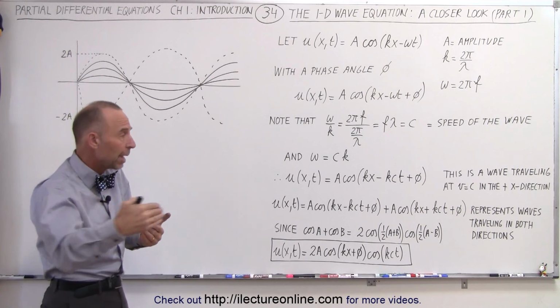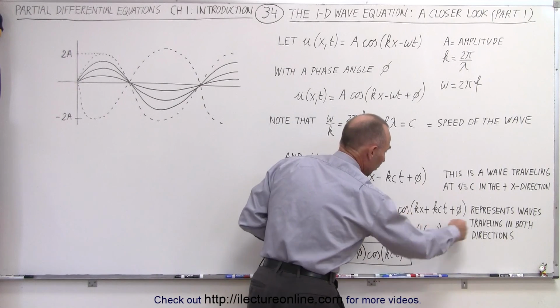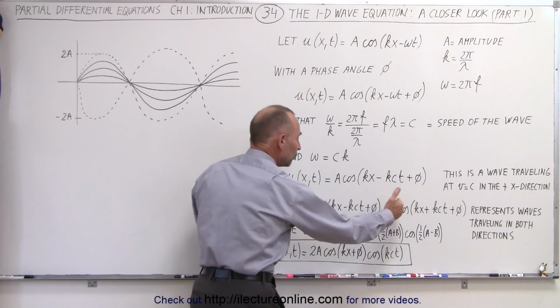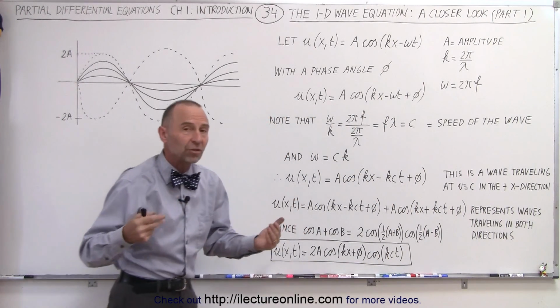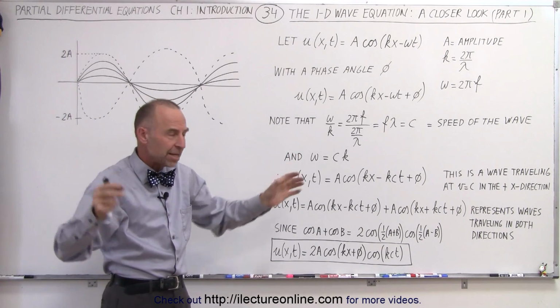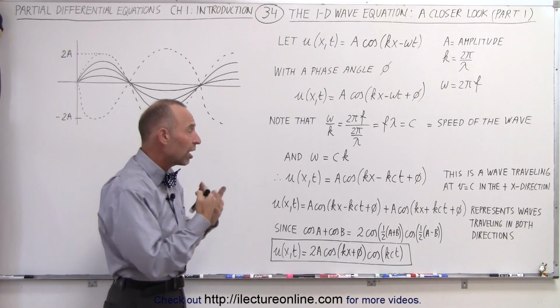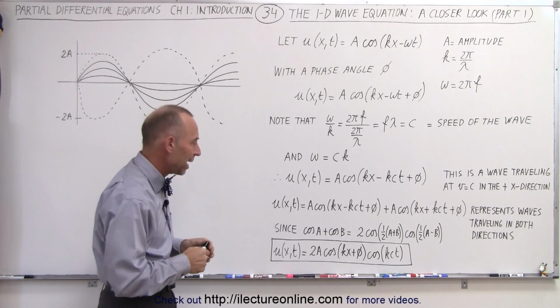If we now also take the portion of the equation that allows a wave to travel in the opposite direction, to the negative x direction, we need to add this portion right here. So now when we add the two together, we have an equation that represents waves of equal amplitude, equal speed, equal wavelength, and equal frequency traveling in opposite directions, which causes us to have a standing wave pattern.